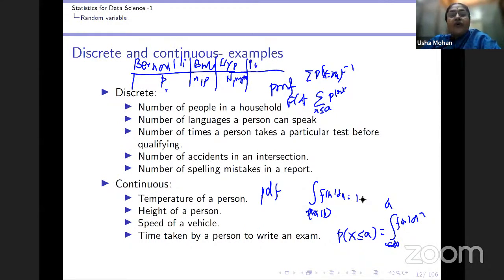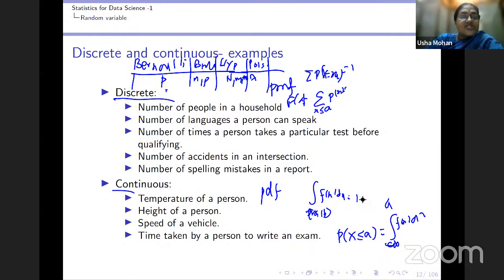Then we went to a Poisson distribution. In a Poisson distribution, I have a parameter lambda. The mean and variance of a Poisson distribution is lambda. This Poisson distribution is used when I want to model the number of events in an interval of space or interval of time. That's about the discrete distributions.